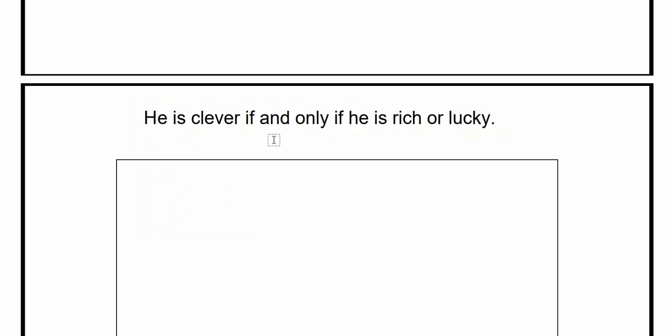Okay, he is clever if and only if he is rich or lucky. So how do we symbolize this? Okay, so and would be this symbol, or would be this symbol. Lucky will be L, rich will be R. He is clever, clever would be C. If and only if is represented by the double-headed bidirectional arrow.